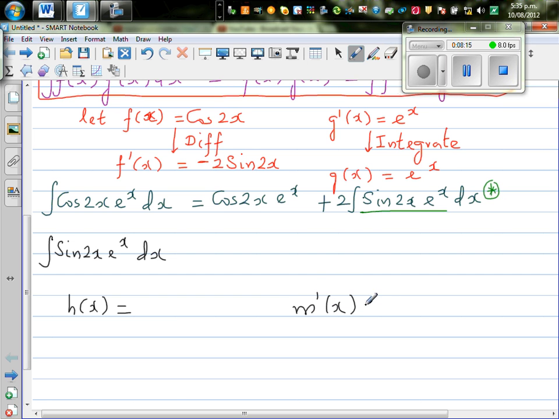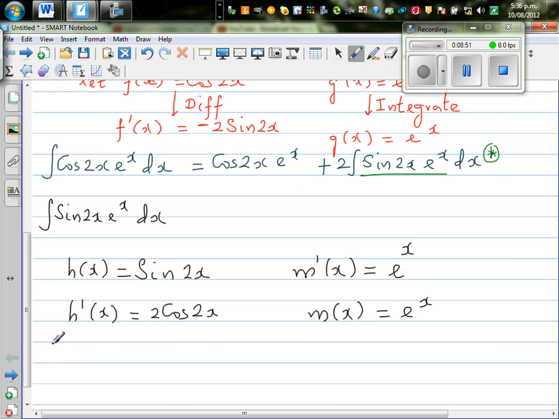So what's the rule? The rule of thumb is the easier function to integrate you take as m dash x. So the gradient function should be an easier function to integrate. So m dash x is e to the power x and h of x is sine 2x. Now h dash x, same thing. You are differentiating this, so this is 2 cos 2x, differentiating the inside and then the outside, and m of x is e to the power x.